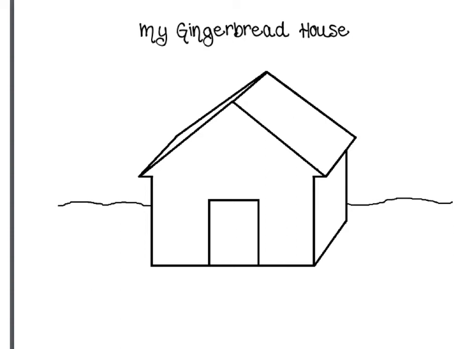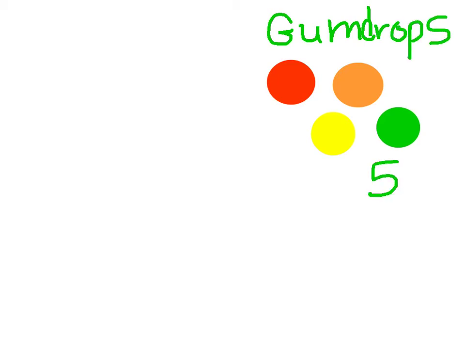All right, so let's do some practice ones that you're going to do on this activity. Here I have some gumdrops. Let me get my writing tool here. My gumdrops cost 5 cents each. Let's just pretend that they cost 5 cents each for our activity here. Let's pretend that I want to buy 4 for the front of my gingerbread house. And remember, you have a budget.